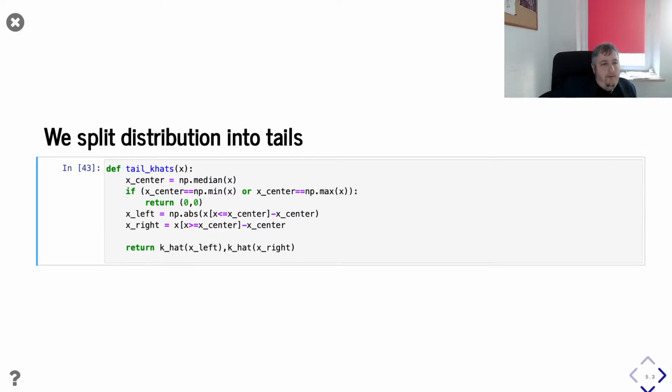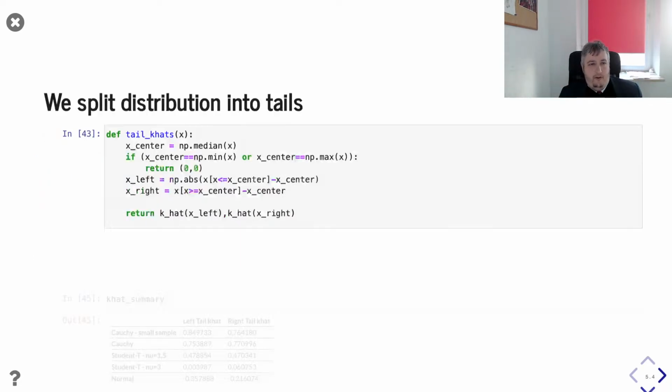And one method of verifying this behavior is to split our distribution into its tails. So we take a central value, for example, using the median, and then we define the values that are at least one median away from the center, and we then compute the k-hat for the left and right tails. So those are the values that are at least one median away from the center.